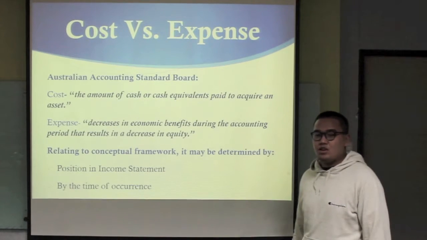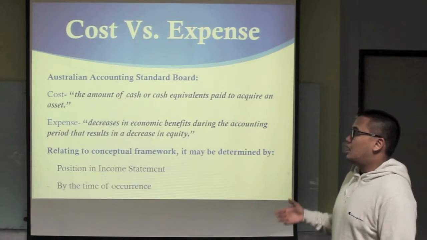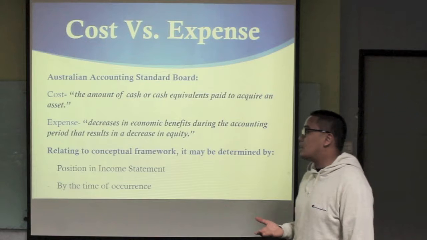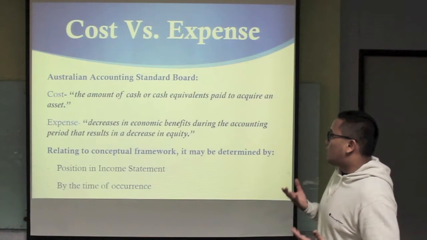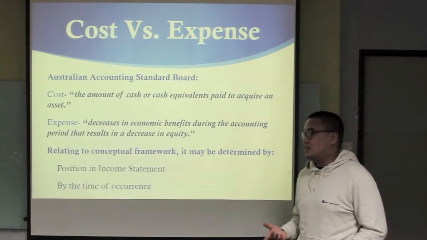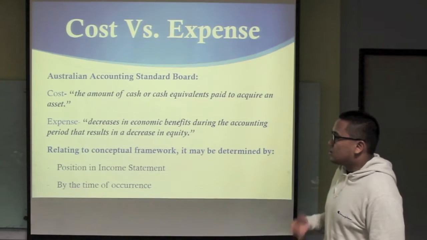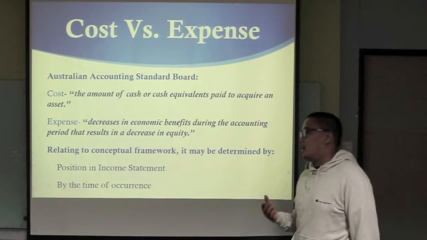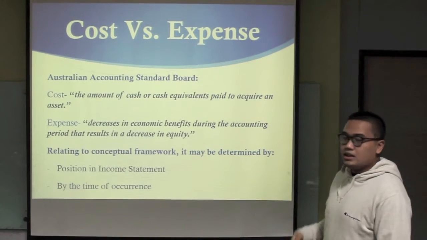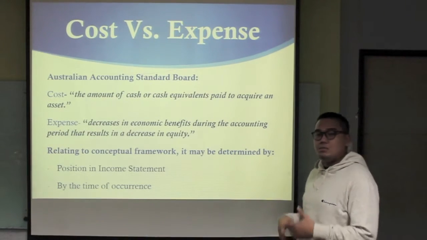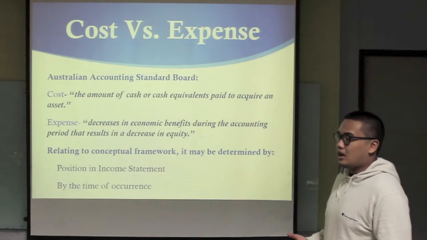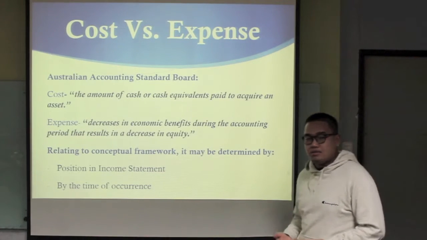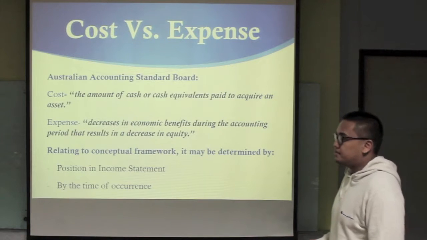So, to differentiate costs versus expenses, the Australian Accounting Standards Board has defined cost as the amount of cash or cash equivalent paid to acquire an asset, while expense is decreases in economic benefits during the accounting period that result in a decrease in equity. So relating to the conceptual framework, the differences between these two can be found in the position in the income statement and also by the time of occurrence.